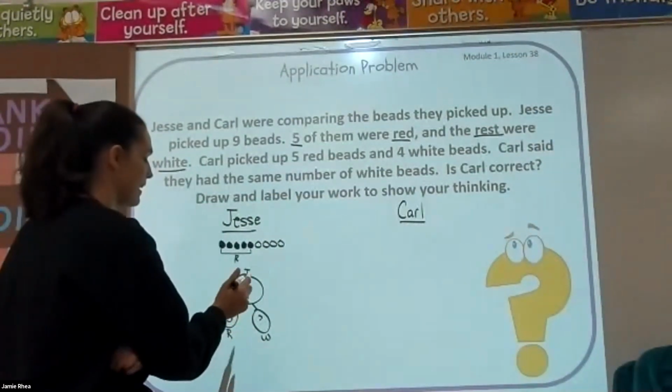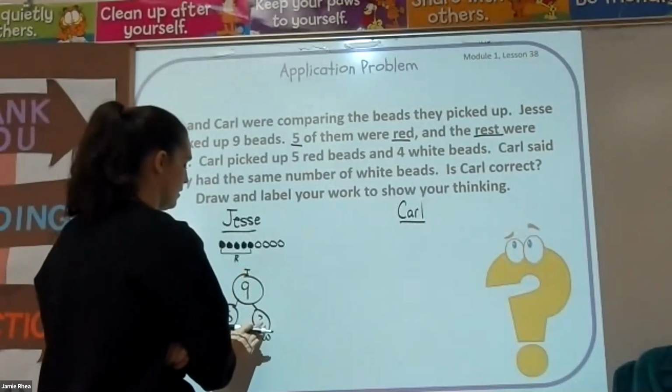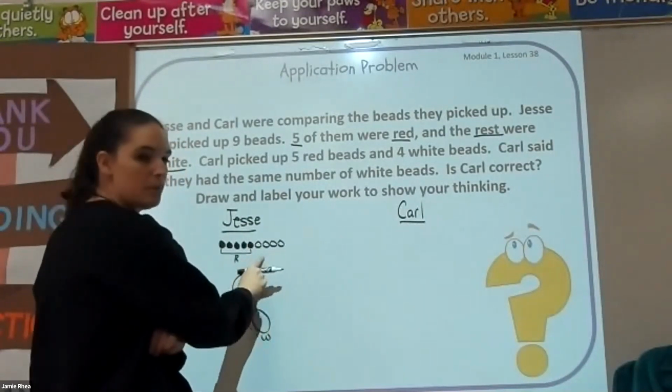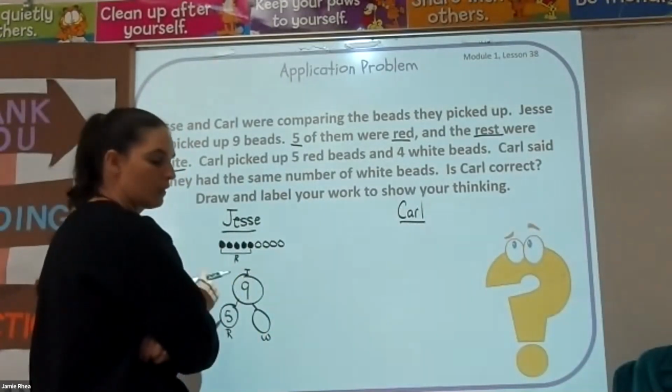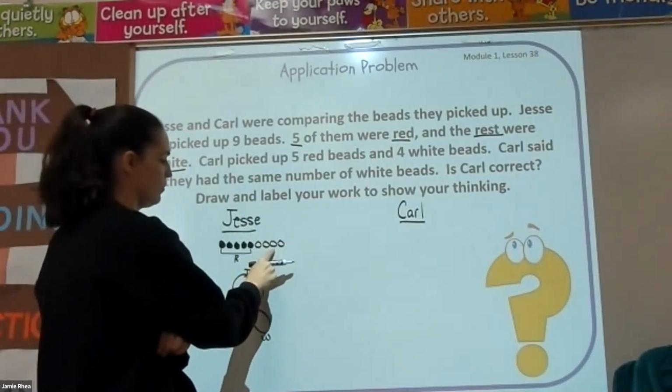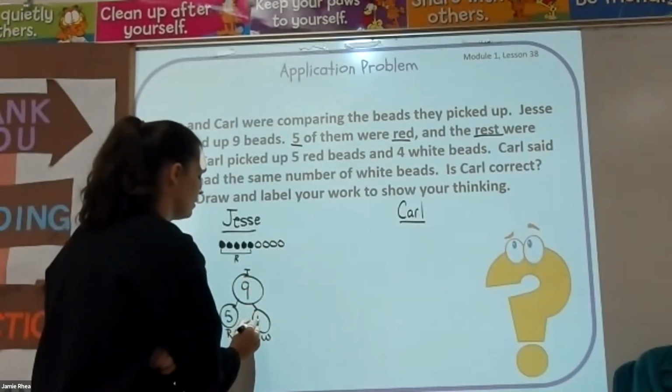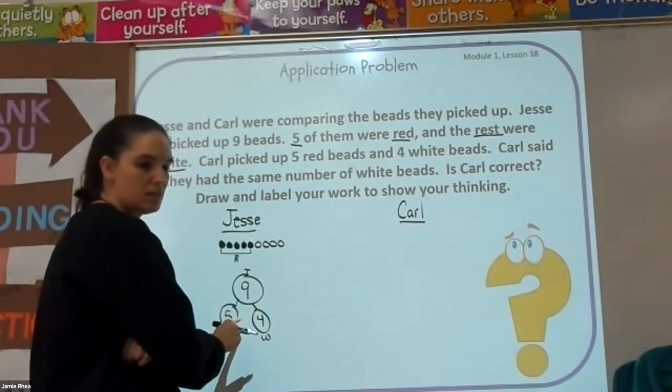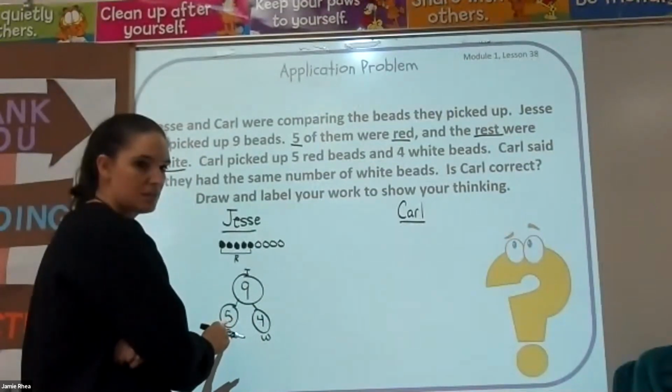Yeah, I could say that we have... how many white beads left over? 1, 2, 3, 4. 4 white beads left over. Now, can I make this into an addition subtraction sentence?